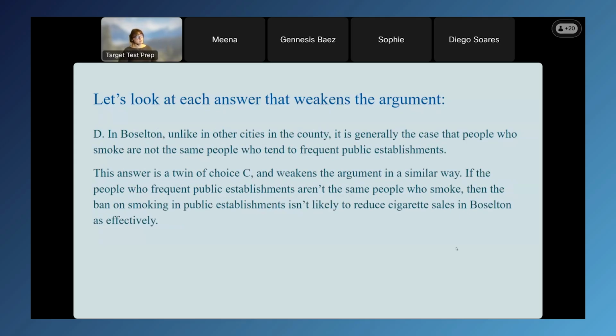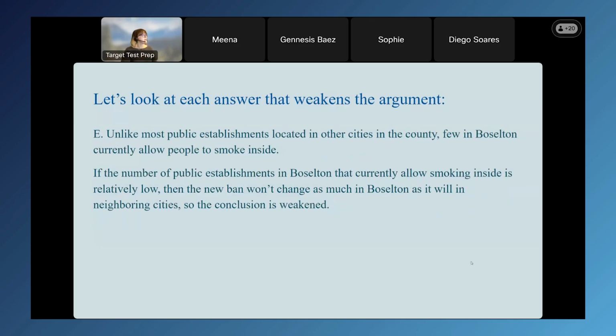In Bozelton, unlike in other cities in the county, it is generally the case that people who smoke are not the same people who tend to frequent public establishments. This one has the same problem. Even if plenty of people go to public establishments, if those aren't the people smoking, and the people that are smoking are not going into public establishments, does this law matter to them? Probably not. Probably they'll just keep living their life the way they have been.